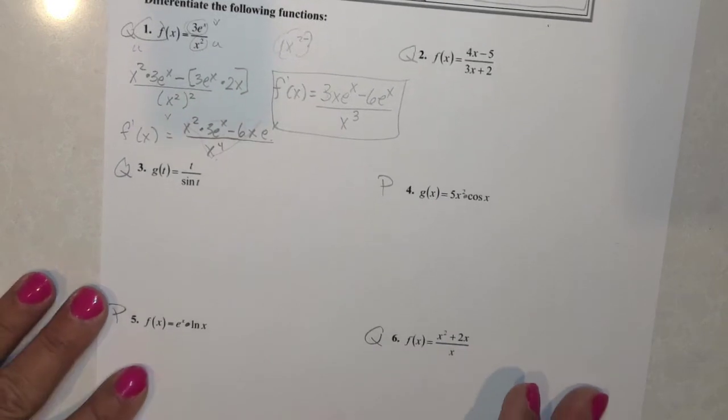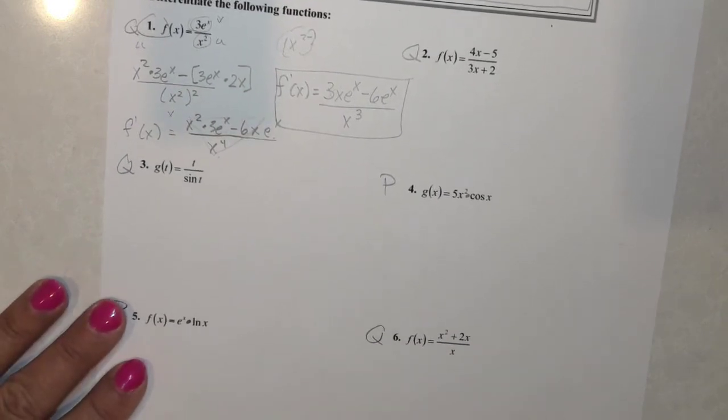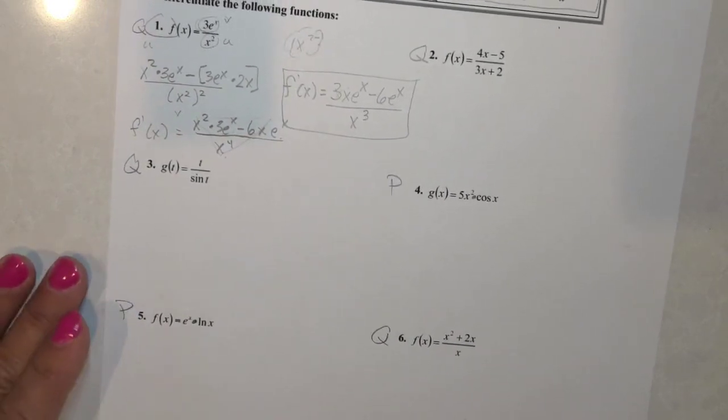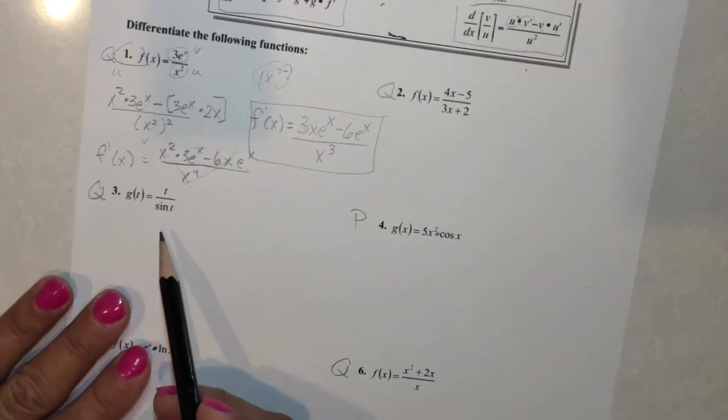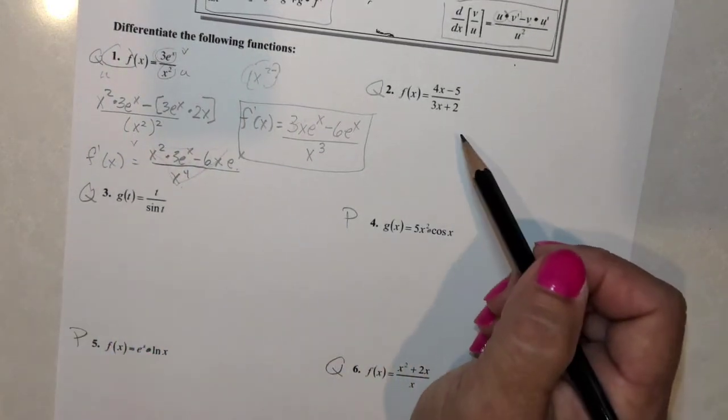All right, let's do another quotient that's not a polynomial. I don't want to do that one. That's going to be way too much fun for you. Let's try this one, I guess.